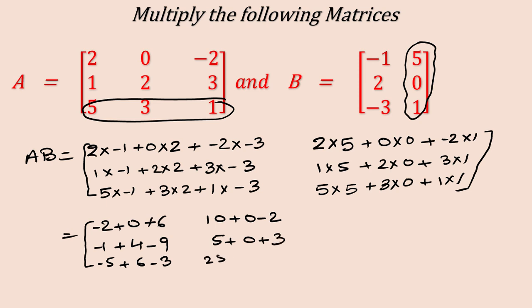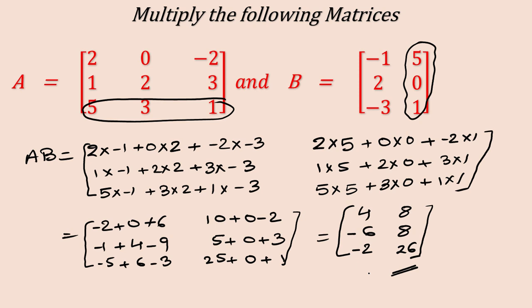5 times 5, 25. 3 times 0, 0. 1 times 1, 1. And the answer will be: 6 minus 2, 4, 10 minus 2, 8, minus 9 minus 1, minus 10 plus 4, minus 6, okay, 5 plus 3, 8, minus 5 plus 6, 1, and 1 minus 3, minus 2, 25 plus 1, 26. So this is the answer.